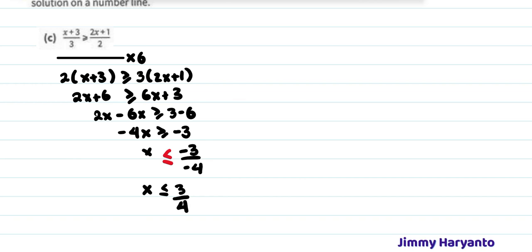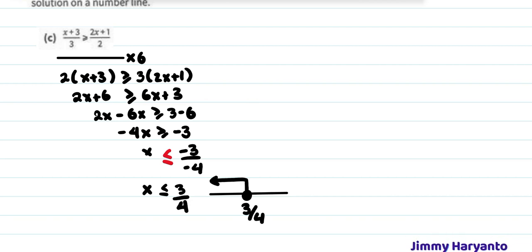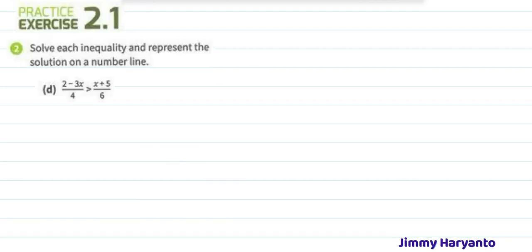That also means the final answer will be this one. And this is the number line. Less than means go to the left. And then next is this one. I want to multiply them all by 12.